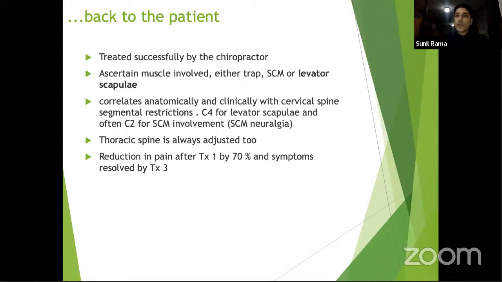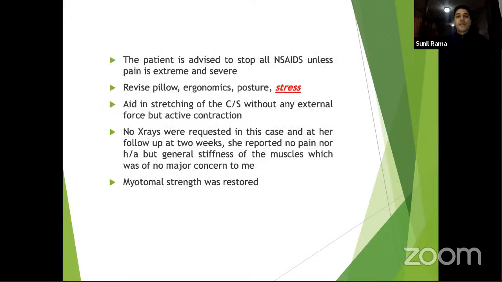And that's another reason why the spinal manipulation at these joints is so fundamental for improving the range of motion and getting these patients better in a shorter space of time. What I usually do in these patients is adjust the thoracic spine as well, which is about T4, T5, just to restore those biomechanics too. And often there's a reduction in pain after treatment 1 by 70%, and the symptoms are usually resolved by treatment 3. The patient's also advised to stop all NSAIDs unless the pain is extreme and severe.